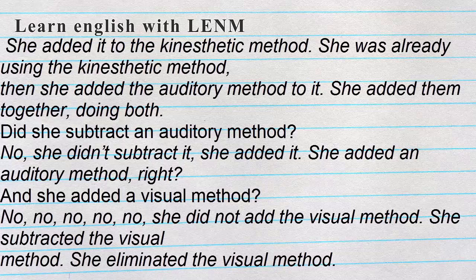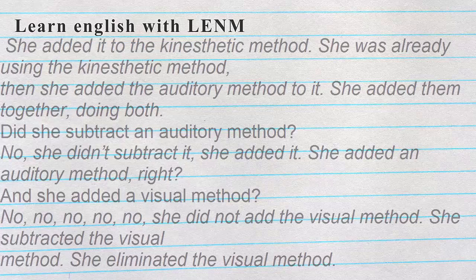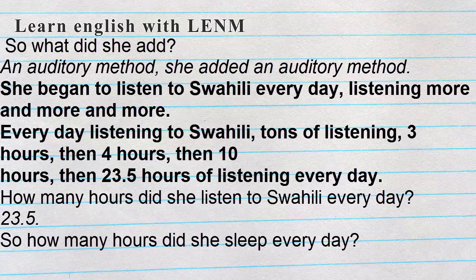Did she subtract an auditory method? No, she didn't subtract it. She added it. She added an auditory method, right? And she added a visual method. No. She did not add the visual method. She subtracted the visual method. She eliminated the visual method. So what did she add? An auditory method.